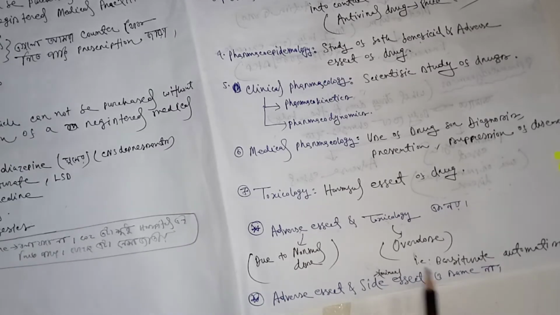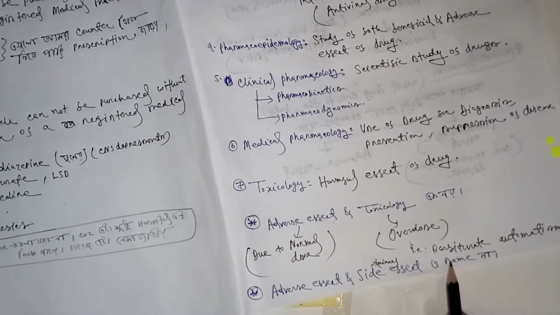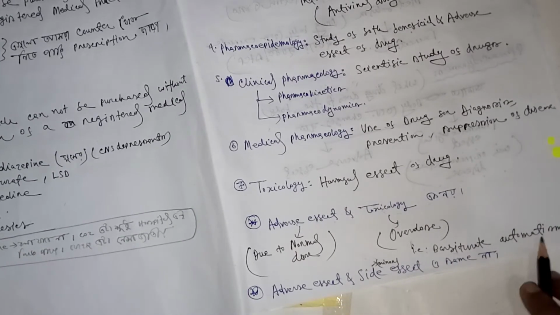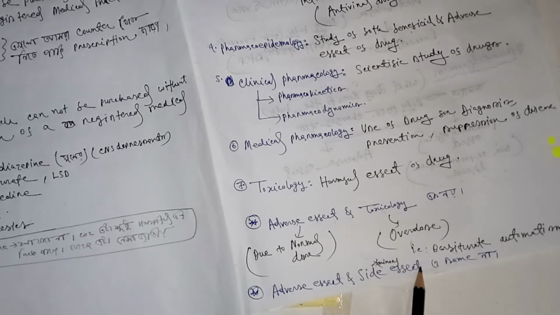An example here can be barbiturate automatism, which we have also discussed in forensic medicine. If a person takes a barbiturate tablet or clonazepam several times, repeating the doses, then it will occur. Adverse effects and side effects are also not the same, because side effects are minor and adverse effects are major actually.